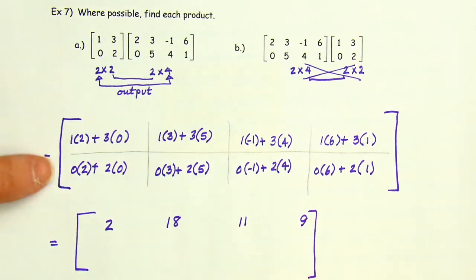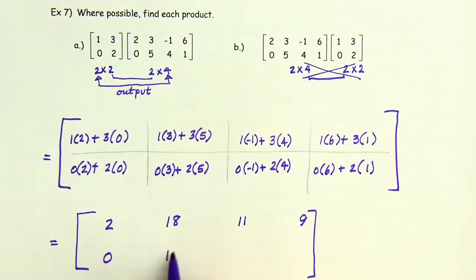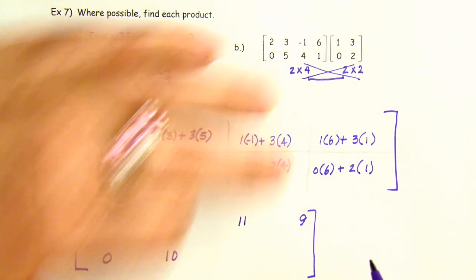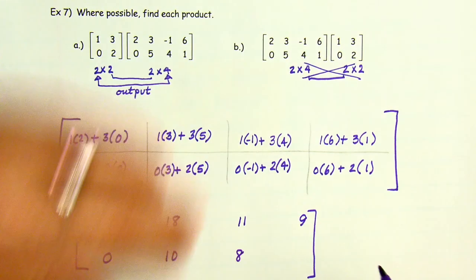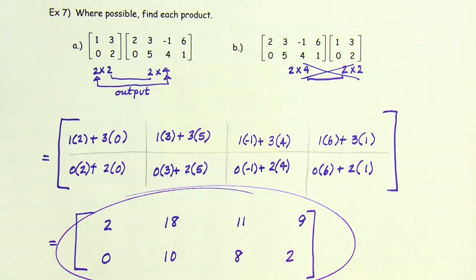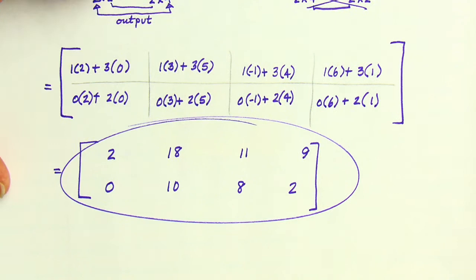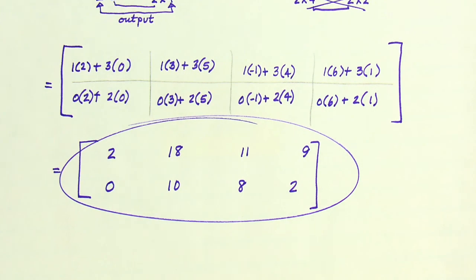This is 0, that's 0. When I add them, I get 0. That's 0, that's 10. When I add them, I get 10. That's 0, that's 8. When I add them, I get 8. That's 0, that's 2. When I add them, I get 2. Final answer. And of course, there it is. I think you knew what I was doing in writing.